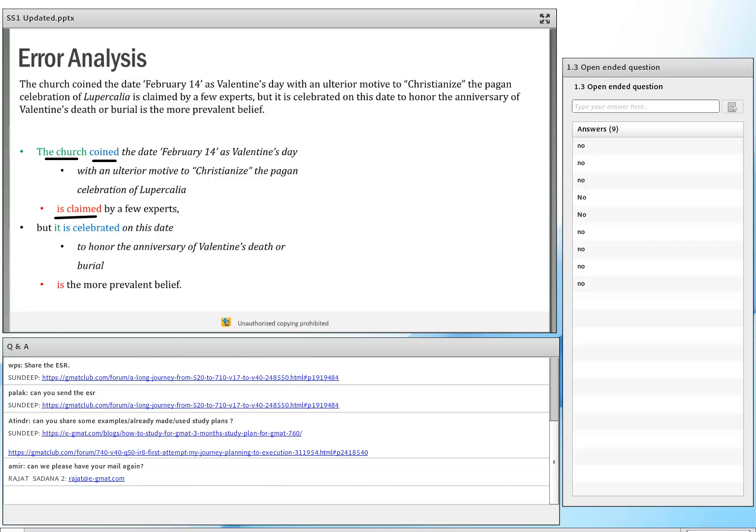But it is celebrated on this date to honor the burial of Valentine's. To honor the anniversary of Valentine's death or burial is the more prevalent belief. Does this is have a subject? No. Okay. These two verbs don't have subjects. Over here, you have clearly defined subject-verb pairs. That's the problem with choice A.